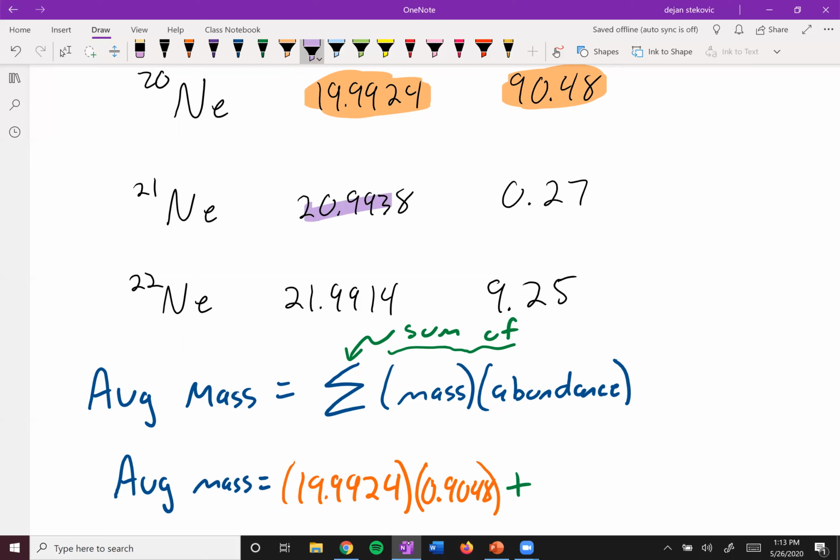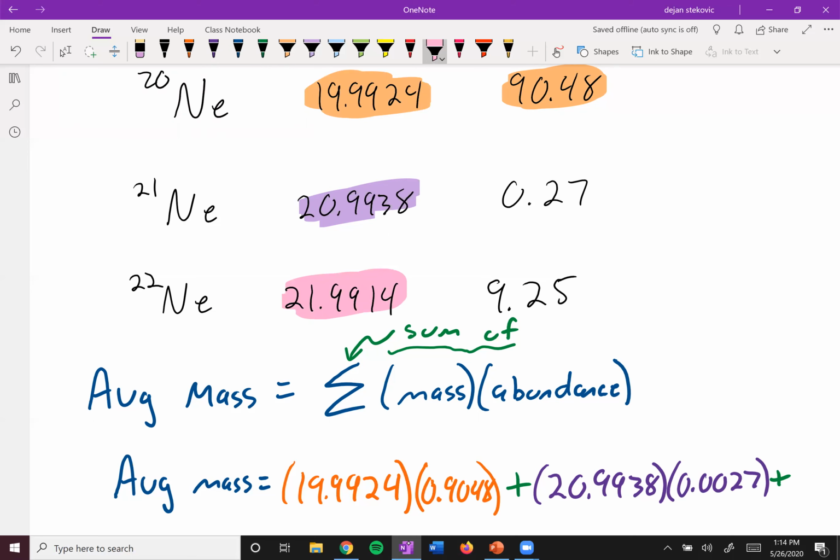Next up, we'll sum the next isotope that weighs this 20.9938. And then we divide this 0.27 by 100. You'll get 0.0027. And then we just keep going for the last component. This one weighs 21.9914.